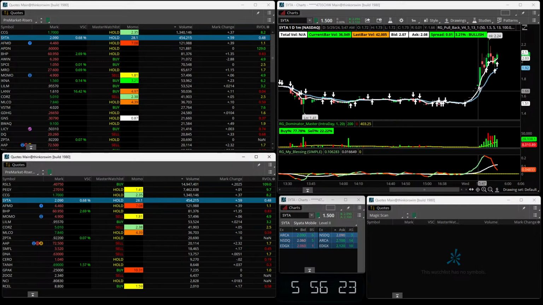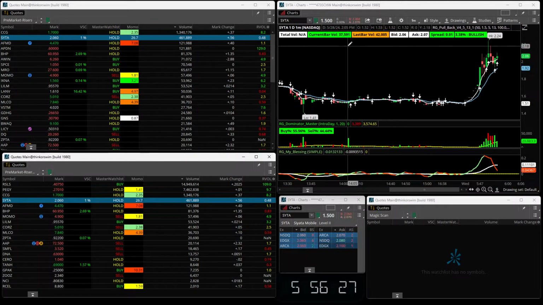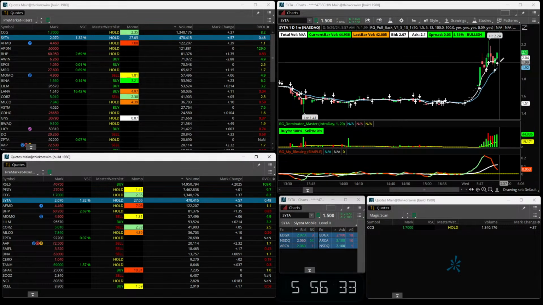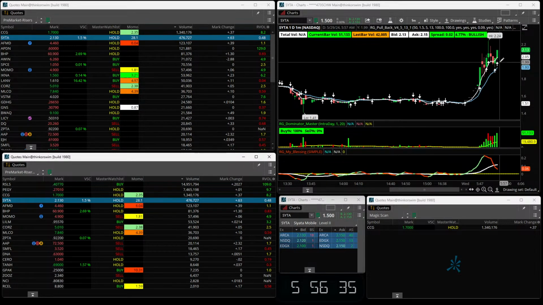Once we confirm we have that volume, we watch to see if these two moving averages have crossed over. This is the 5 EMA and the 13 EMA, and usually if they're spiking, it's already crossed over. Then we watch for these white arrows to pop in. That tells us buyers are coming in.